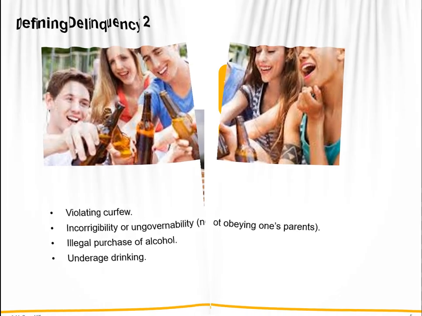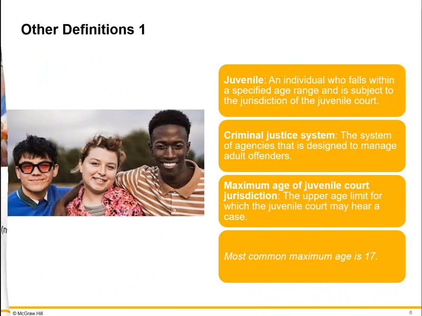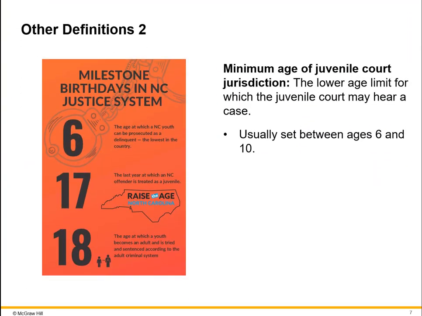So when we define juvenile, it's an individual who falls within an age range that gives jurisdiction to the juvenile justice system in North Carolina, ranging from age 6 through a maximum age of 17. At the same time, the criminal justice system manages those over the age of 18. This illustrates that North Carolina has the lowest age at which a 6-year-old can be adjudicated.